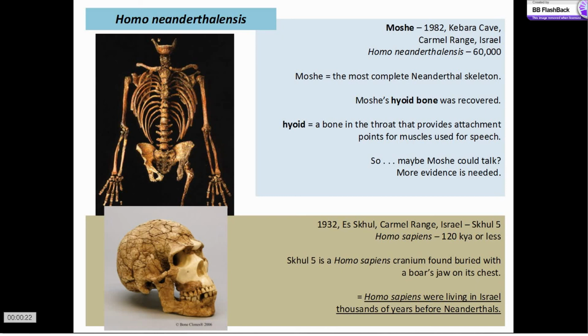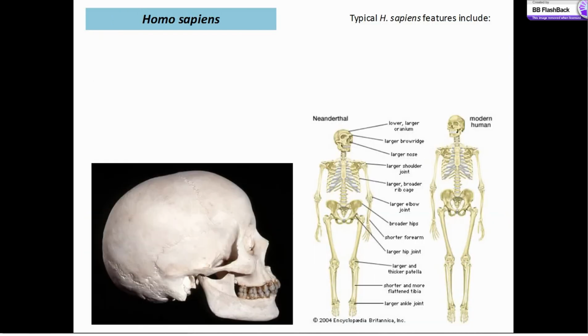So this is Skhul 5. I know I show him to you in the bone demo. He was found in Israel, and he's been dated to about 120,000 years ago, maybe a lot less, but certainly thousands of years before the Neanderthals got to Israel. So the Neanderthals would have run into a bunch of Homo sapiens as they moved south through the Middle East. So what did that mean for them? Well, who knows? Let's talk a little bit about Homo sapiens before we start wondering what happened to the Neanderthals.